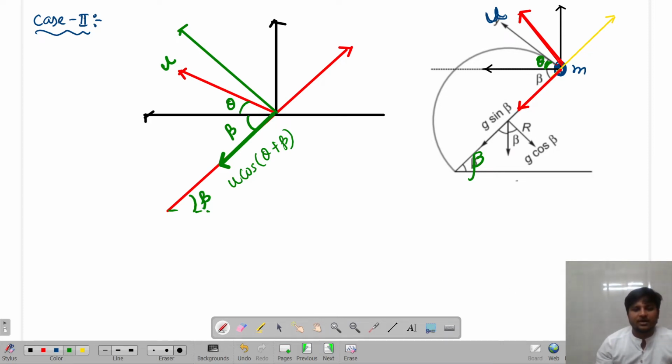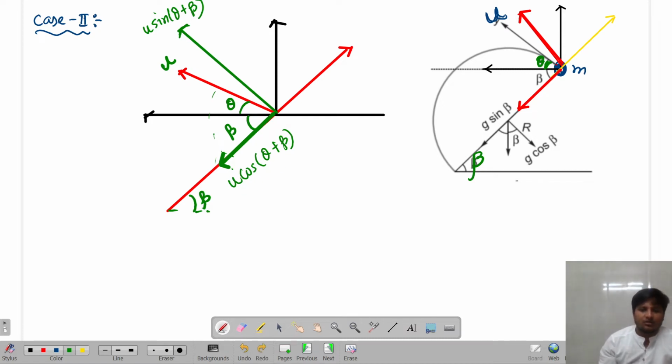Okay. So this particular initial velocity makes angle theta plus beta, and therefore the initial velocity along the inclined plane is u cos(theta plus beta). Now if it is u cos(theta plus beta) here, this other component will be u sin(theta plus beta). Understood or not? So along the line which is perpendicular to my inclined plane, I have the component of initial velocity u sin(theta plus beta), and along the inclined plane, I have the initial velocity u cos(theta plus beta).